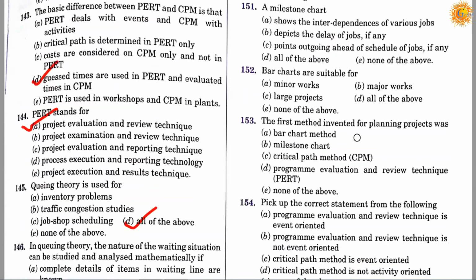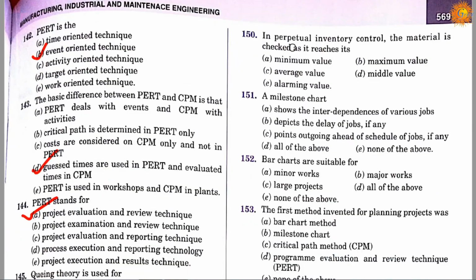Question number 150. In perpetual inventory control, the material is checked as it reaches its option A, minimum value, option B is maximum value, option C is average value, option D is middle value, option E is alarming value. Correct answer is A. In perpetual inventory control, the material is checked as it reaches its minimum value.